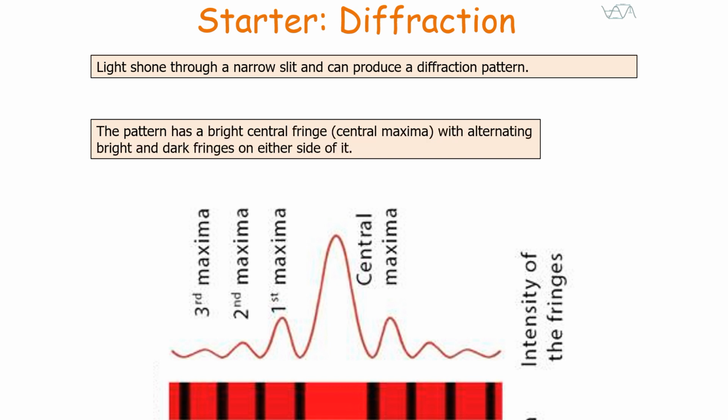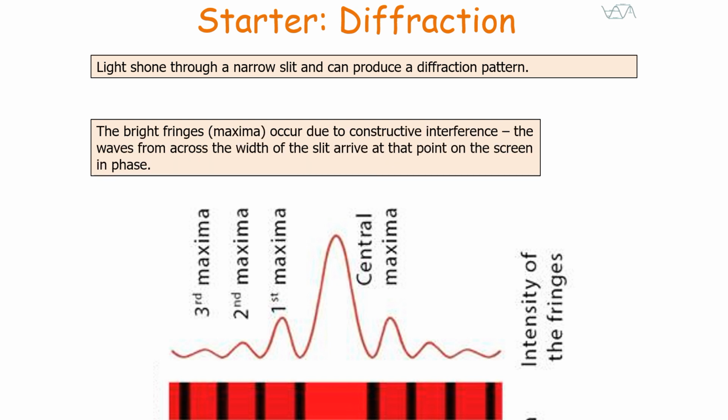Now, the pattern has a bright central fringe, which we call the central maxima, with alternating bright and dark fringes on either side of it. Now, the bright fringes, or the maxima, occur due to constructive interference. The waves from across the width of the slit arrive at that point on the screen in phase. Now, the dark fringes, or the minima, occur due to destructive interference. The waves from across the width of the slit arrive at the point on the screen completely out of phase.